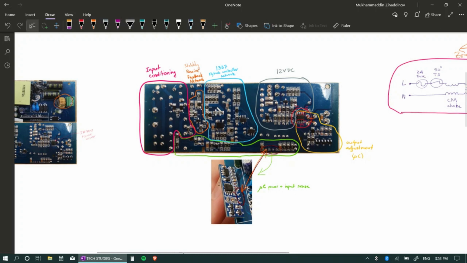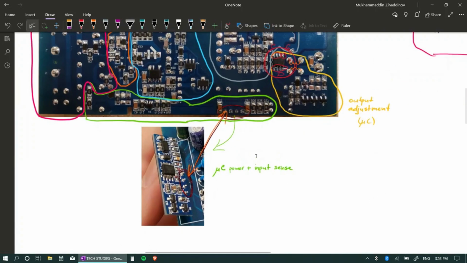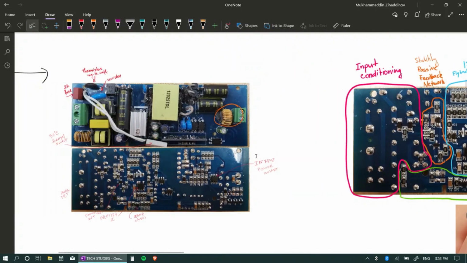However, for this tutorial, the primary objective was to show the general approach, what is usually done, and for more detailed reverse engineering projects, please stay tuned.